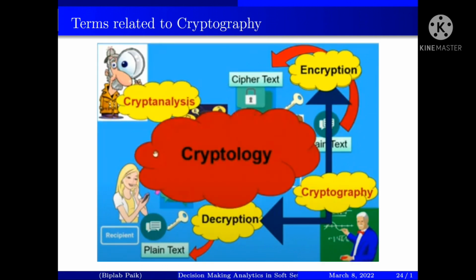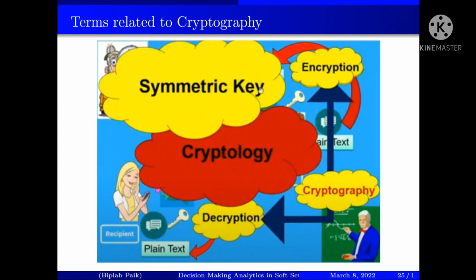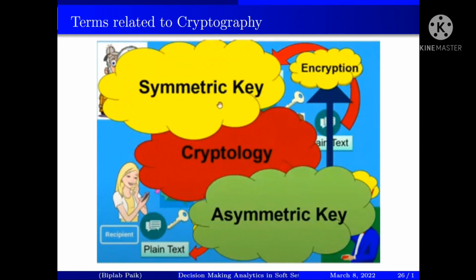Cryptology is a more significant subject. It has two different parts. One is the constructive part, which we call cryptography, and the other is the destructive one, which we call cryptanalysis. If these two keys are the same, we call it symmetric or private key cryptography. And if these two keys are different, we call it asymmetric key or public key cryptography.